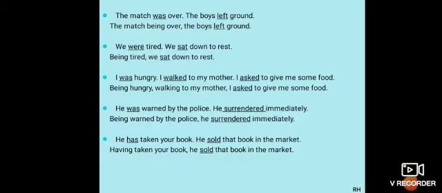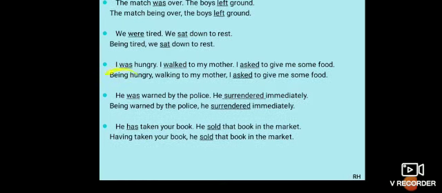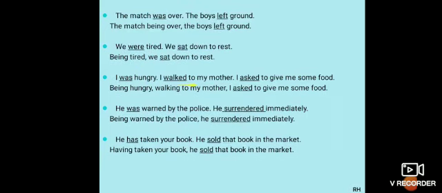I was hungry. I walked to my mother. I asked to give me some food. So was is the first finite verb, walked is the second finite verb, asked is the third finite verb. So three finite verbs. I'll change two finite verbs and keep one as it is. The last one I'll keep as it is because that takes the place at the last.